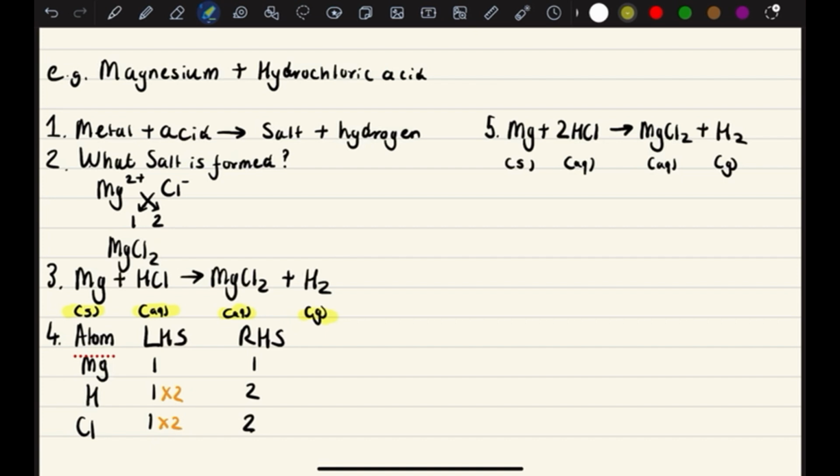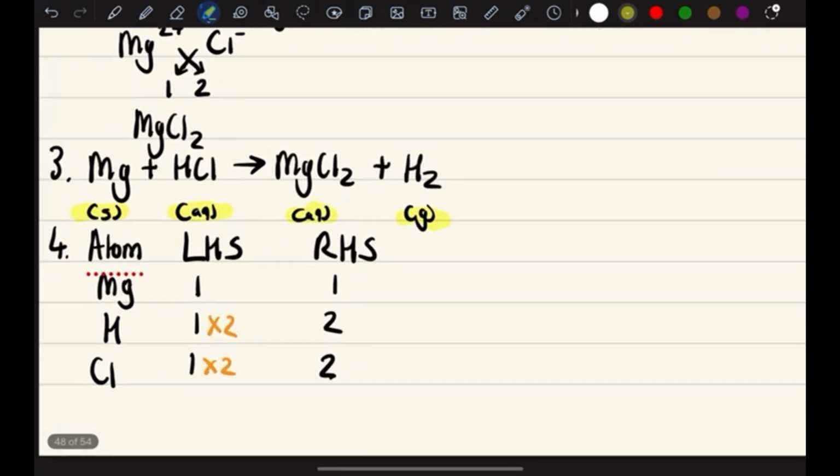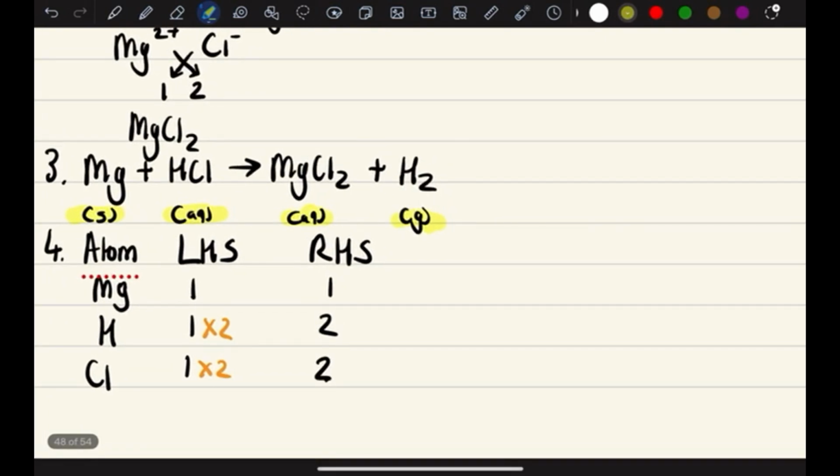Cool. Now, the method that I like to use to solve this out is we split off into your left-hand side the reactants and your right-hand side the products. So let's look how much we got of each. So in black, you can see what we've got initially. We've got 1 magnesium on the left. We've got 1 hydrogen. We've got 1 chlorine. On the right, we've got 1 magnesium, 2 hydrogen, 2 chlorine.